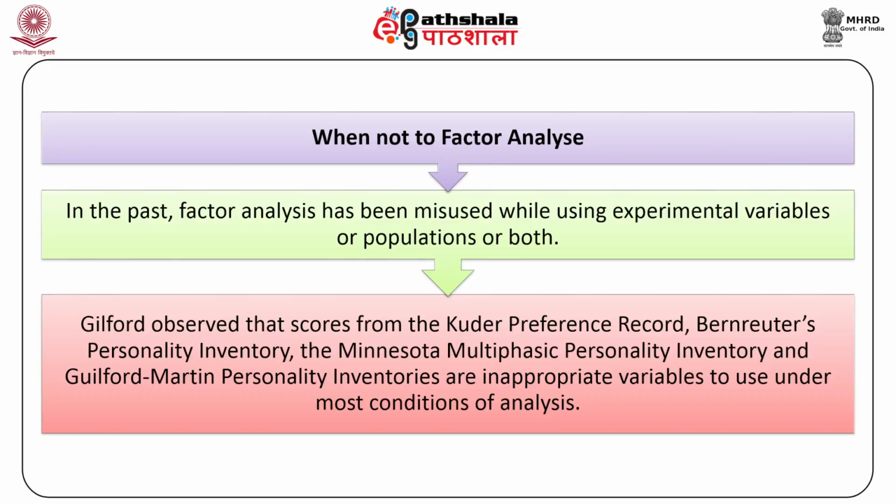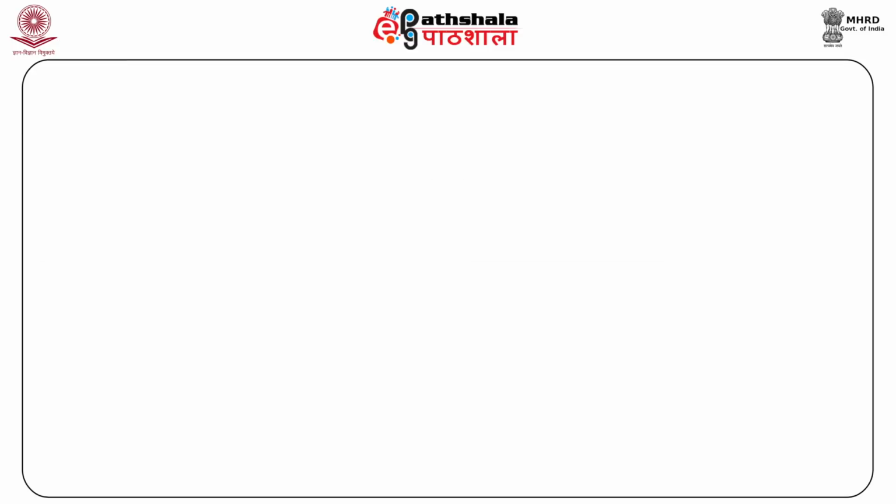Guilford observed that scores from the Thurstone preference record, Bernreuter's personality inventory, the Minnesota Multiphasic Personality Inventory, and Guilford-Martin personality inventories are inappropriate variables to use under most conditions of analysis.